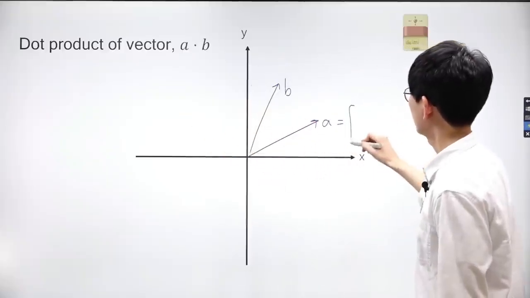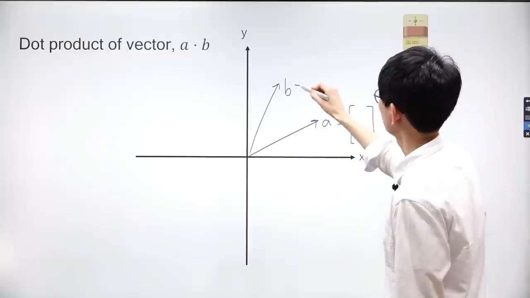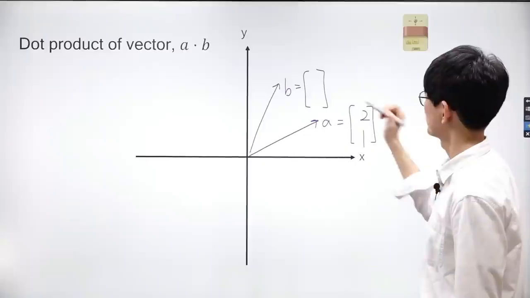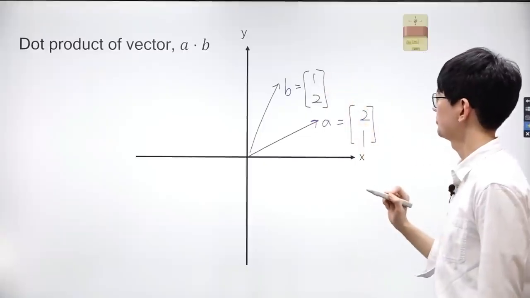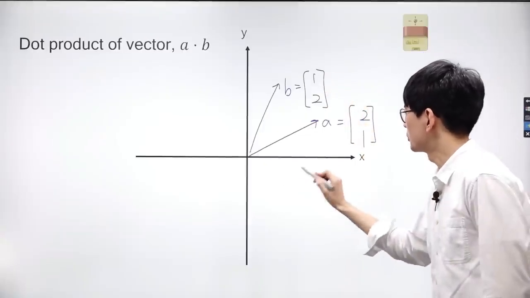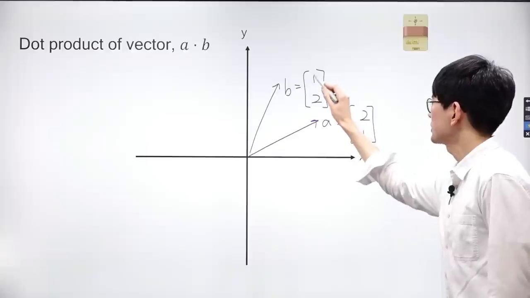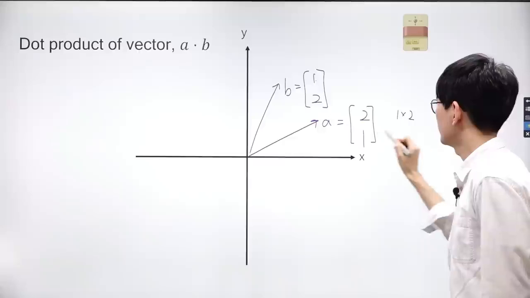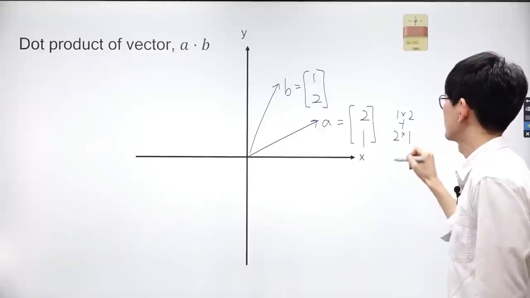Let's consider vectors A and B on a two-dimensional plane. Both vectors A and B have two components. Let A be (2, 1) and B be (1, 2). The dot product of vectors A and B equals the sum of the products of their corresponding components, resulting in a value of 4.